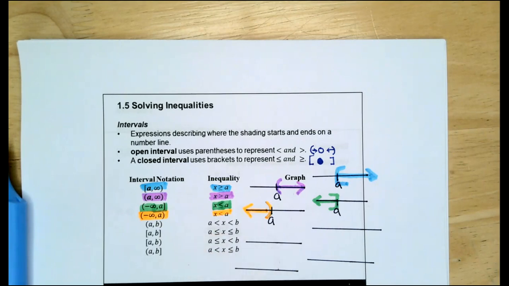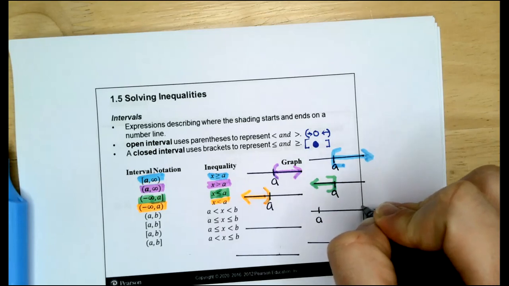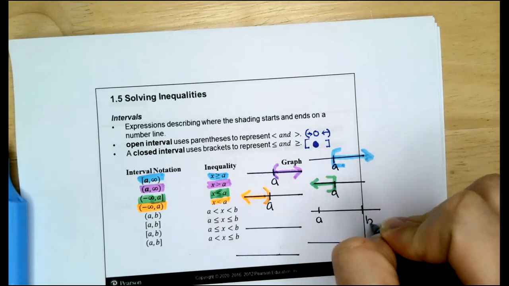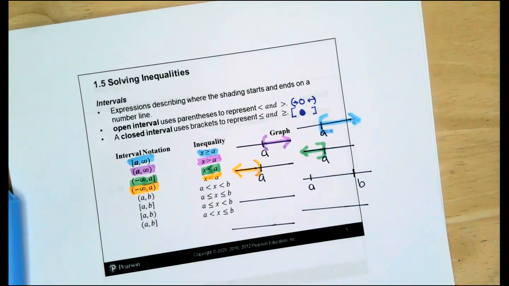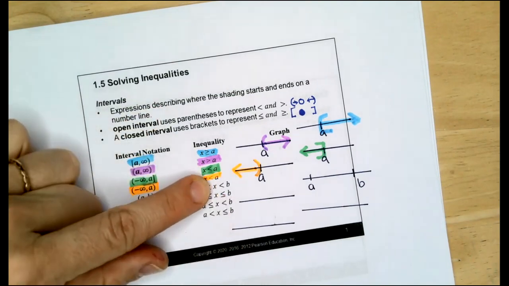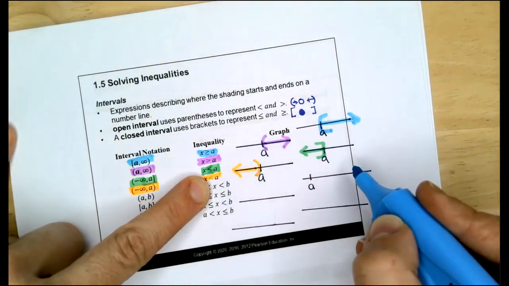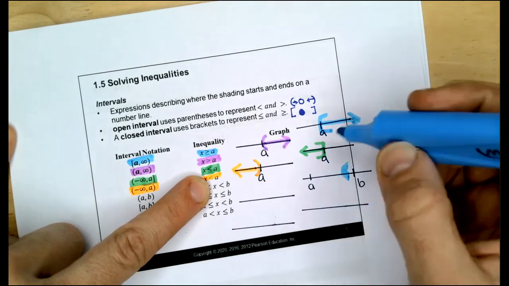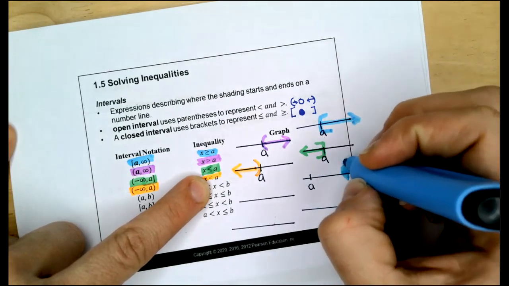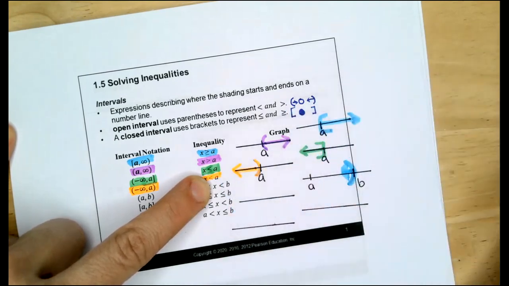Okay, here we have compound. So this is going to be A is less than X and X is less than B. So now I need an A and a B. I need an A and a B. So A is less than X and X is less than B. I like my variable X to be on the left so that I can follow these arrow signs. So X is less than B. So from B, I'm going to go that way. Okay, and there's parentheses. There's no equal sign, so there's not going to be a bracket.